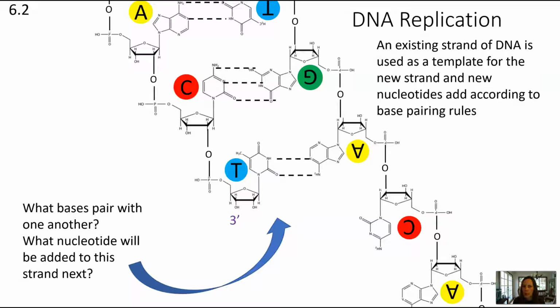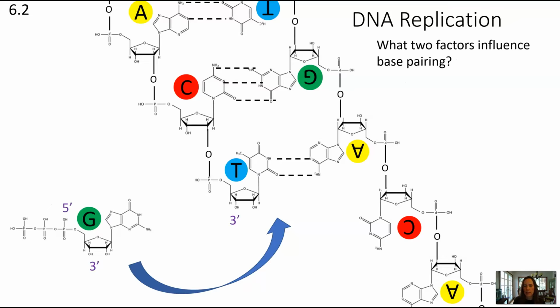So what are those base pairing rules? What bases pair with one another? And let's see if we can apply that here. What nucleotide is going to be added to this strand next? So A pairs with T and C pairs with G. So the next one added here is going to need to pair with that open C on the right. So the next nucleotide added is going to need to be a guanine or a G.